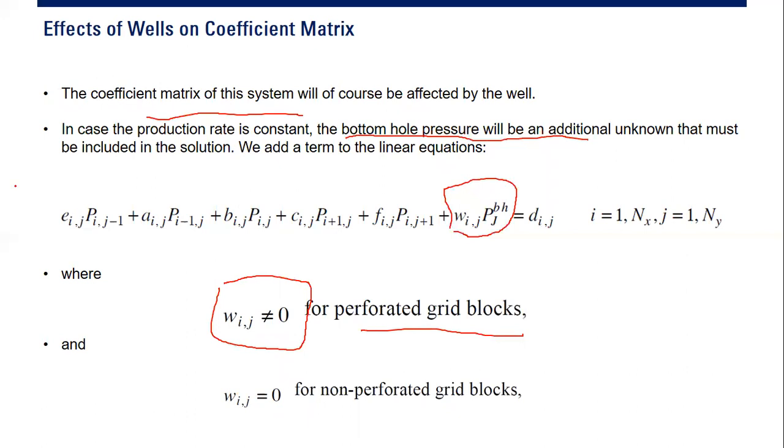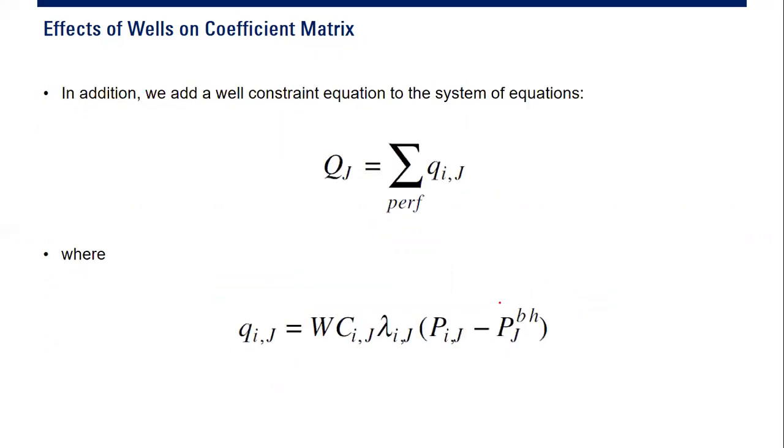And this is the equation again. We have the pressure here, the solution. We have the coefficients A, B, C, and we have the new coefficient W and P. This is the bottom hole pressure, which is also a solution that we want to know. We want to solve at row J. That's the effect of wells on the coefficient matrix.